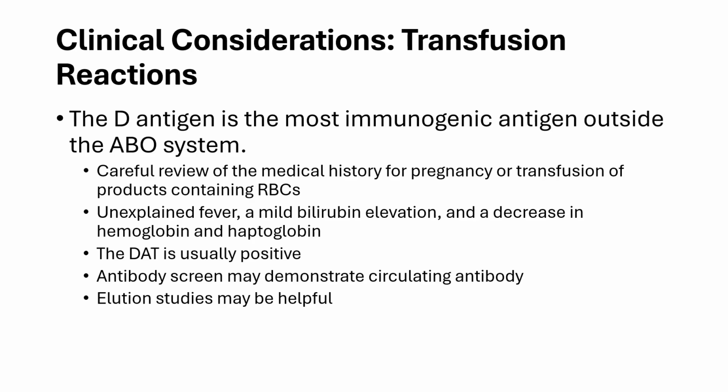For laboratory testing, we may do a direct antiglobulin test, or a DAT, and this will usually be positive at this time, which would indicate antibody or complement bound to red blood cells. Antibody screen may reveal a circulating anti-D antibody in the patient's serum, and elution studies can help identify antibodies bound to the patient's red blood cells, and this is useful in complex cases.